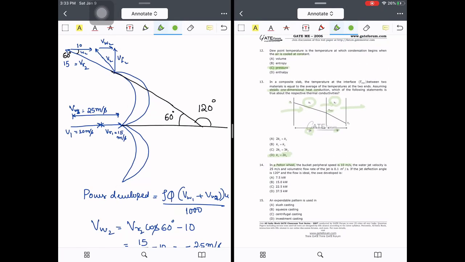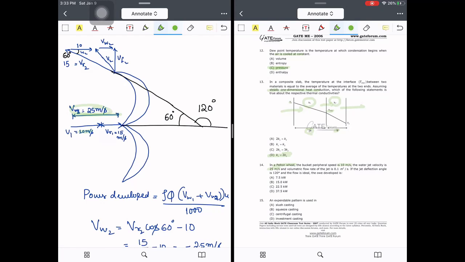Okay. Now coming to my question here. In a Pelton turbine, the bucket peripheral speed is 10. That is, I think we have generally denoted it as v1. Yeah, v1 is equal to 10 meter per second. Now, the water jet velocity is 25.